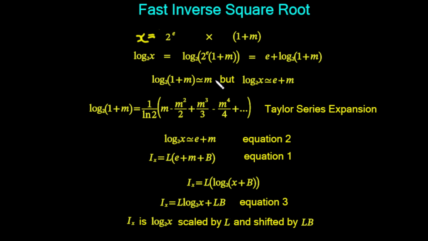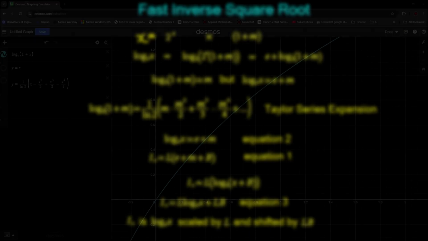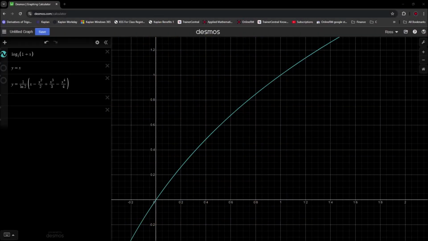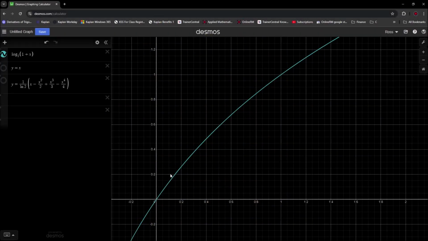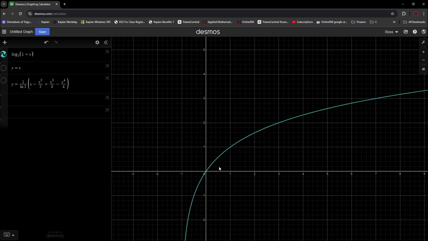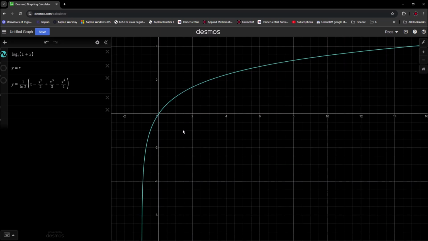So let's have a quick look at it in an actual graphical calculator just to see how close this approximation actually is. So the graph that we have here is our log to the base 2 of 1 plus m. Okay, I've used the value x here because it allows us to actually draw the function. So you can see this is log to the base 2 of 1 plus x.